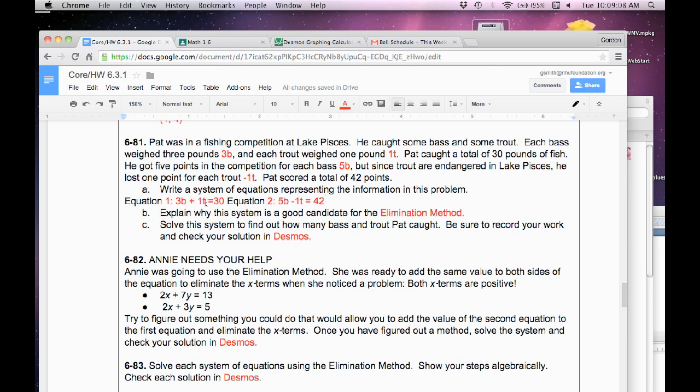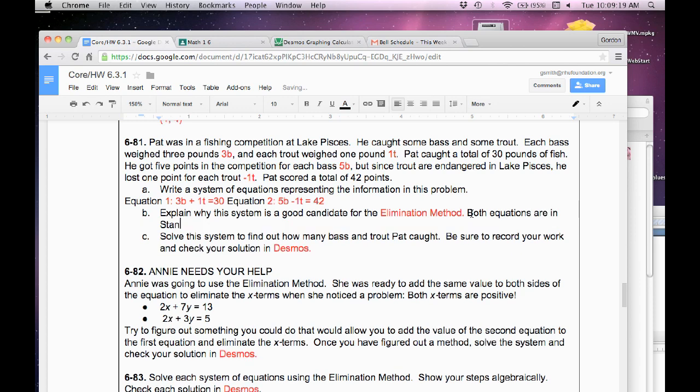Why is this a good candidate for the elimination method? Well, both of these are in standard form. We have both variables on the same side, so they're both in standard form. But also, here we have the positive 1T and here we have the negative 1T, so we have opposite coefficients. Opposite coefficients meaning one's positive and one's negative for the T values, making it easy to eliminate T. So that is why this is really good for the elimination method.